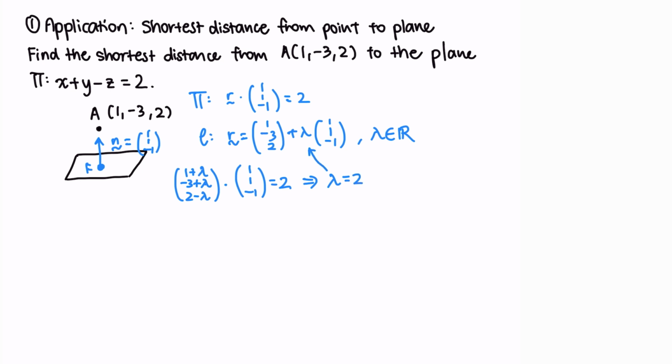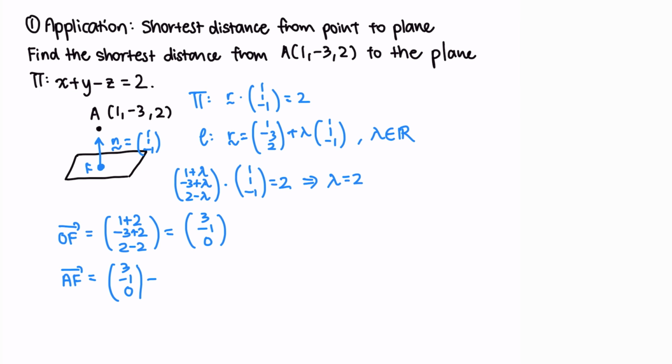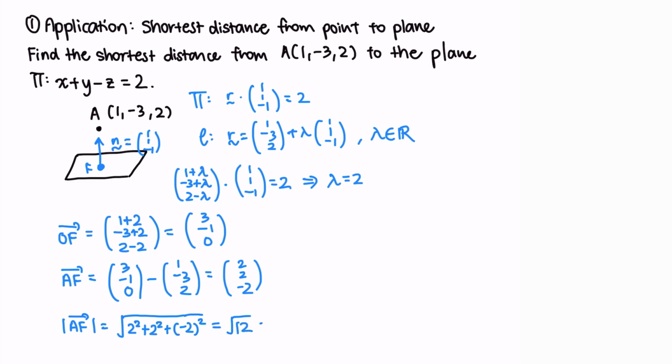And now we can find our point F by just substituting lambda equals 2. The next thing I can do is find vector AF or vector FA, both are the same thing. The magnitude of either of them will still give you the shortest distance. Let me just find AF then. We'll take OF minus OA. I'll get this as (2, 2, -2). And finding the magnitude, this is just the square root of 2 squared plus 2 squared plus (-2) squared, which equals root 12 or 2 root 3 units. So that over here is your shortest distance between the point and the plane.